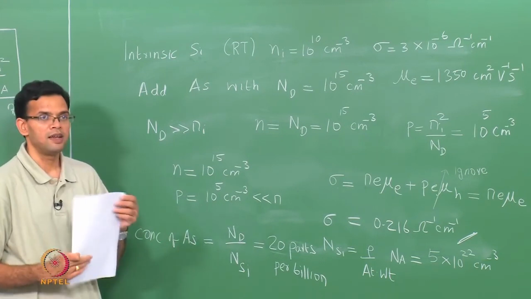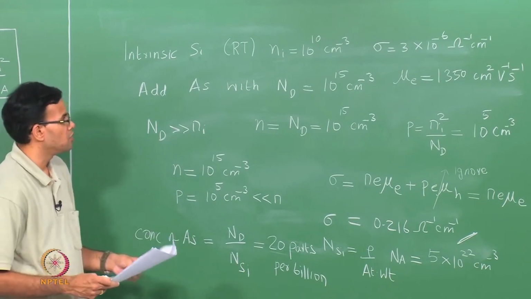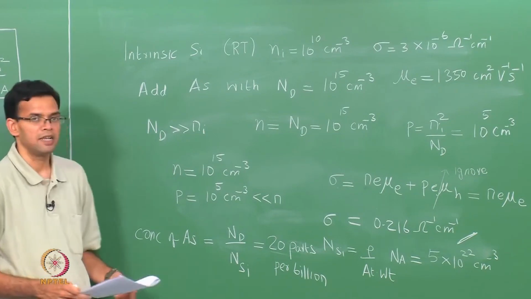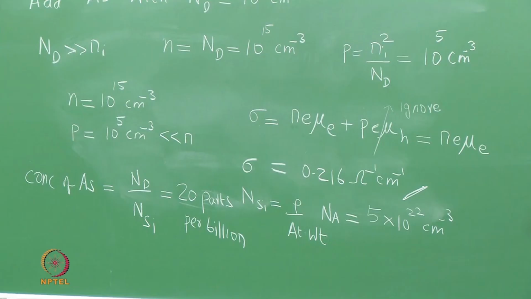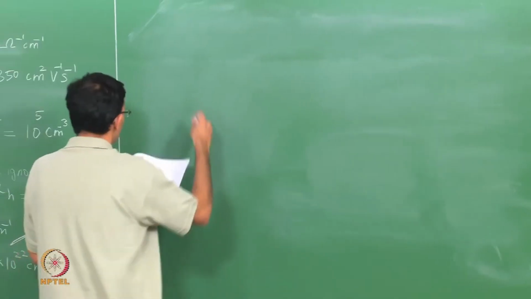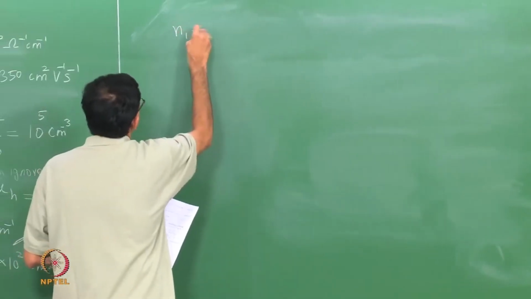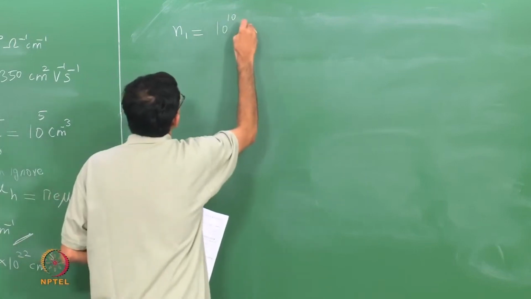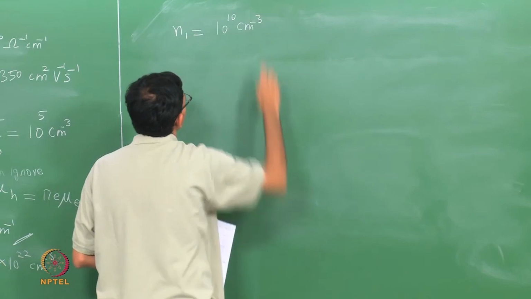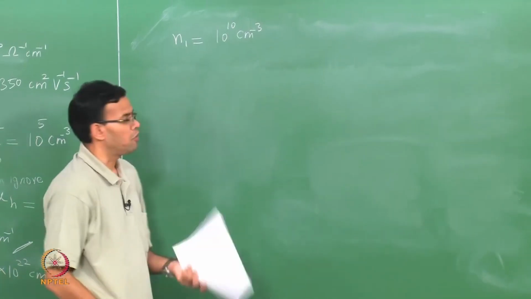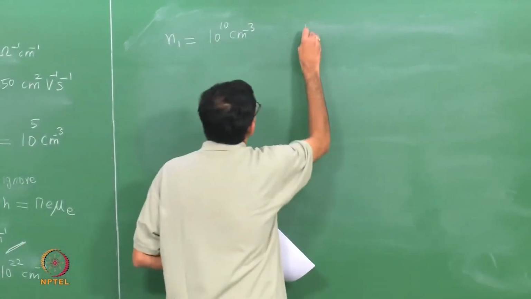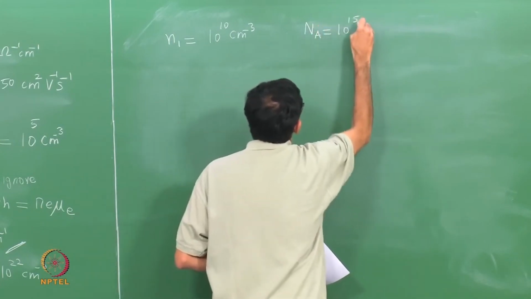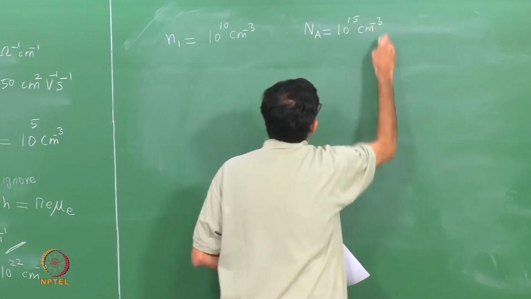We can do a similar analysis in the case of a p-type impurity. So, let me just write that down briefly. Once again we start with intrinsic silicon, Ni is 10 to the 10 per centimeter cube, but now instead of adding phosphorus, let me add 10 to the 15 atoms of boron.